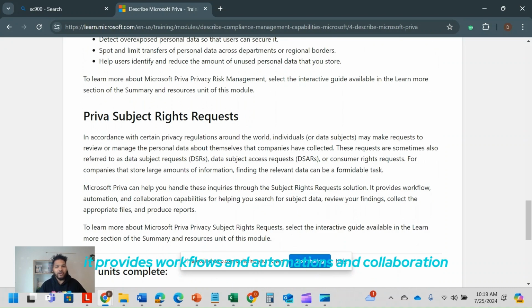Right? It provides the workflows, automations, and collaboration capabilities for helping you search through the subject data, review your findings, collect the appropriate files, and produce a report back to your users, truly giving you a holistic solution, right?